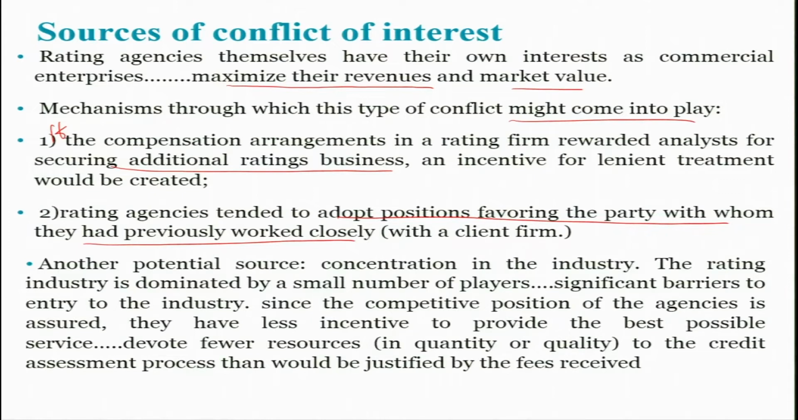Another potential source of vulnerability to conflict of interest could arise from the concentration in the industry. You know that the rating industry is a kind of oligopoly market, dominated by a small number of players, so there are significant barriers to entry. Since the competitive position of the agencies is assured because there are only a few players, they have less incentive to provide the best possible service. So they devote fewer resources, in quantity or quality, to the credit assessment process than would be justified by the fees received. That means they will be looking more at the fee that they are getting and spending less on the credit assessment process.